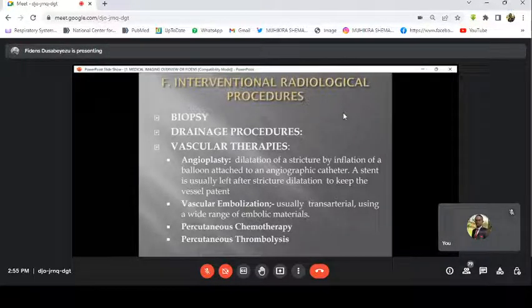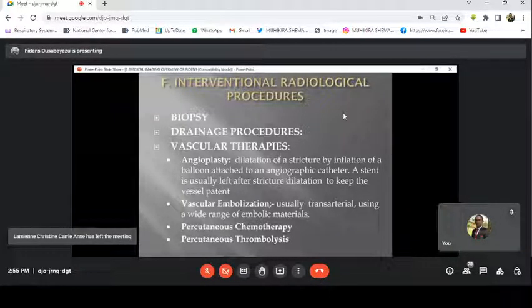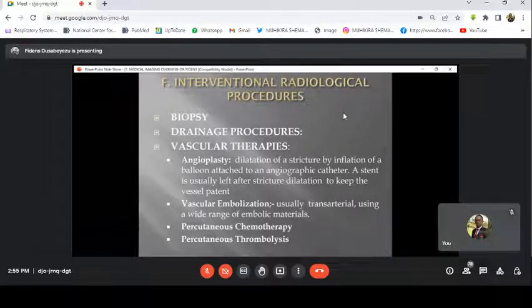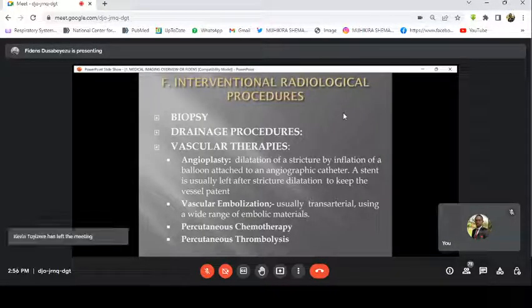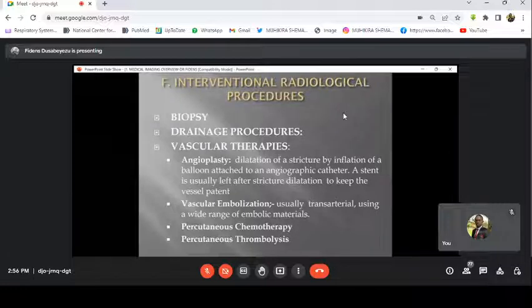You give some chemotherapy, percutaneous thrombolysis. There's a thrombus somewhere, and you go in and you can destroy that thrombus. So those are the procedures we do in interventional radiology. By the way, we have an interventional radiologist in Rwanda so far. We got one very recently, so we are very lucky.